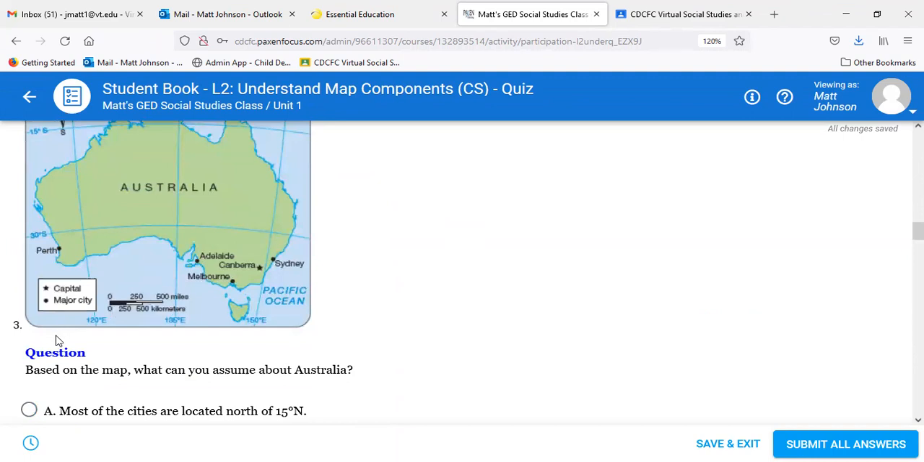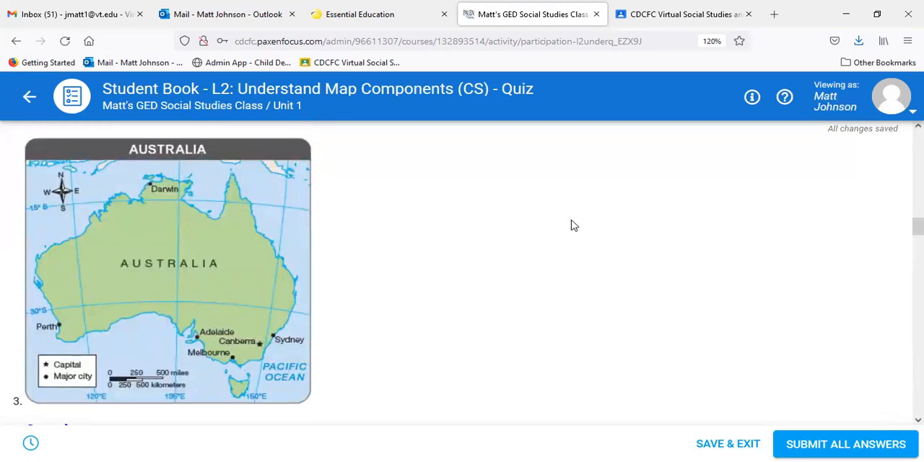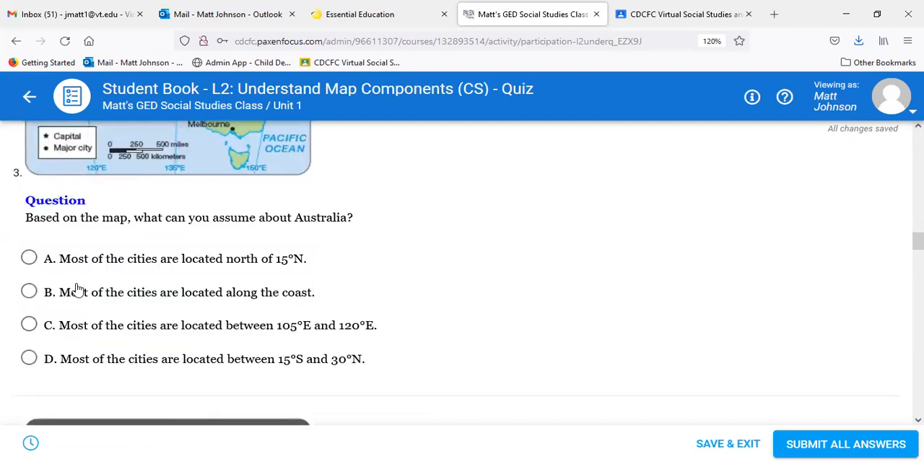Based on our map here, what can you assume about Australia? B, most of the cities are located along the coast. Same thing, I mentioned this yesterday. A lot of your settlements in Australia are going to be around the water because it's very dry. The interior of Australia is an uninhabitable space with lots of things that want to kill you. So B.